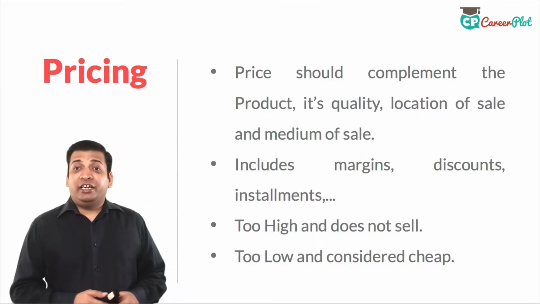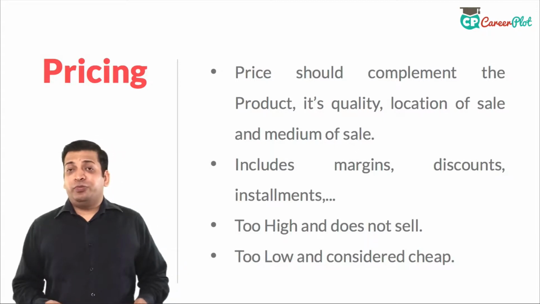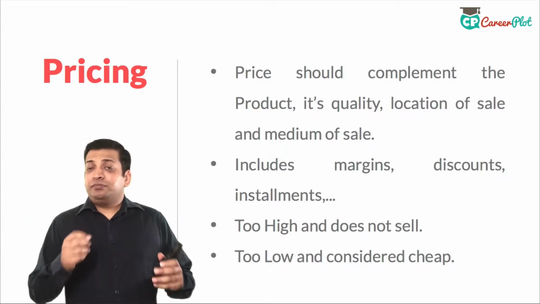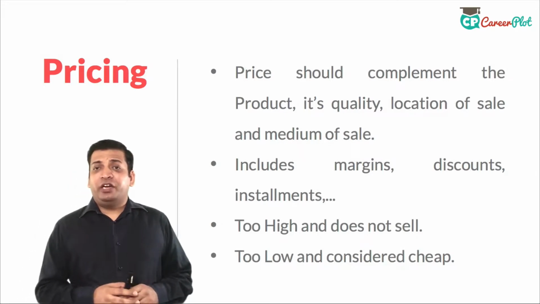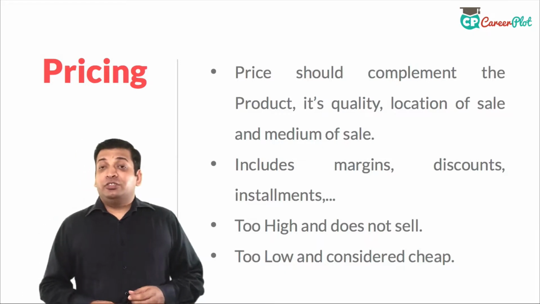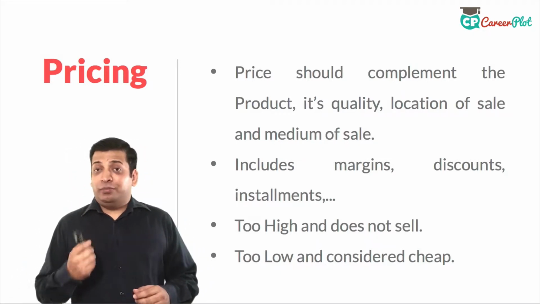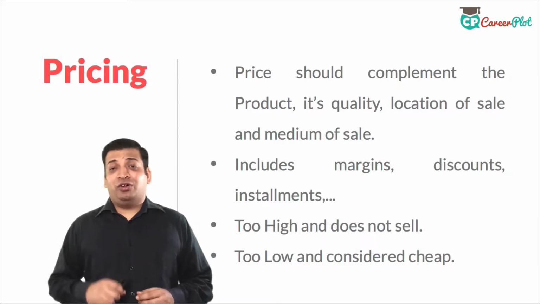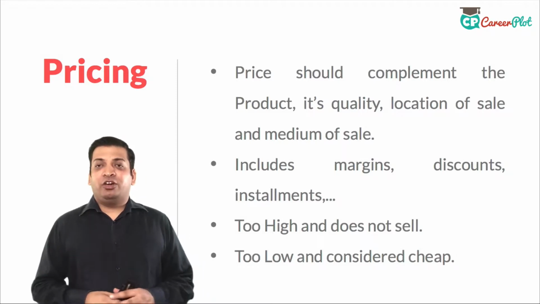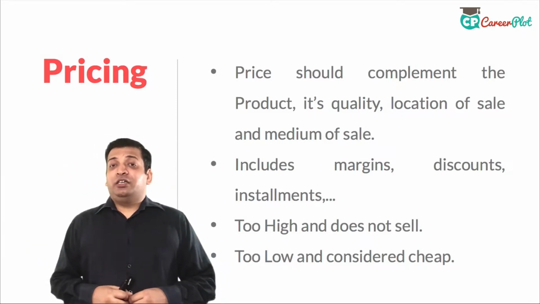Whereas if the price is too low, it can be considered a cheap product. For example, a cell phone available for 2,000 rupees, you might think that it's a very cheap cell phone and might not work at all. And generally that happens with cheap products. So price has to be right, and of course it has to take care of all the margins, all the discounts, all the installments. It has to be a beneficial price. It cannot be a loss-making price too.